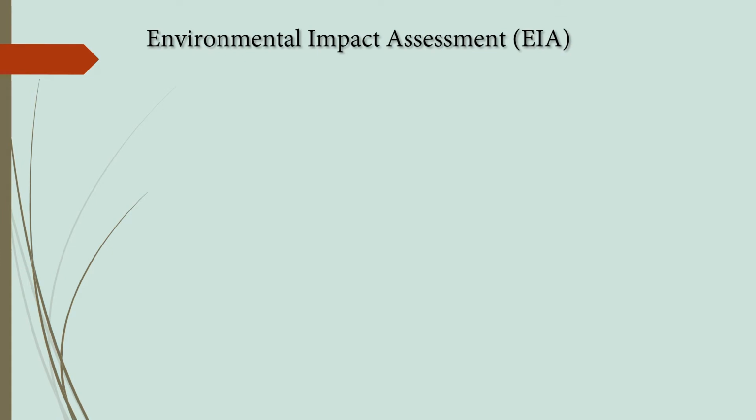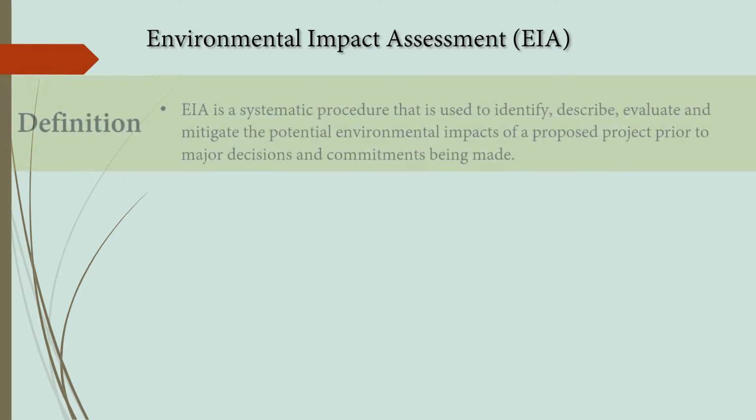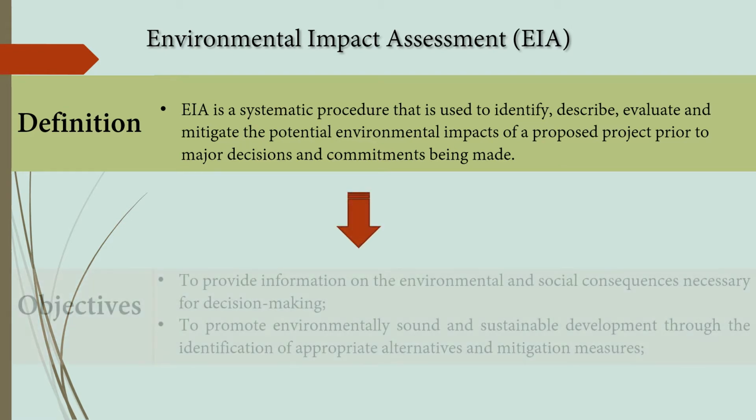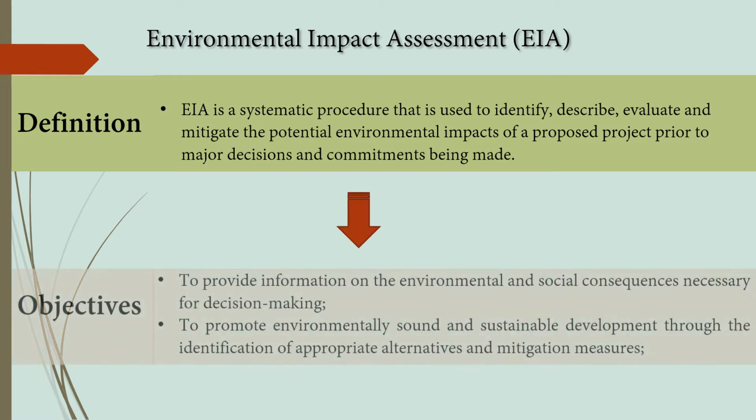Definition and objectives of environmental impact assessment. EIA is a systematic procedure that is used to identify, describe, evaluate, and mitigate the potential environmental impacts of a proposed project prior to major decisions and commitments being made. The objectives are to provide information on the environmental and social consequences necessary for decision making, and to promote environmentally sound and sustainable development through the identification of appropriate alternatives and mitigation measures.